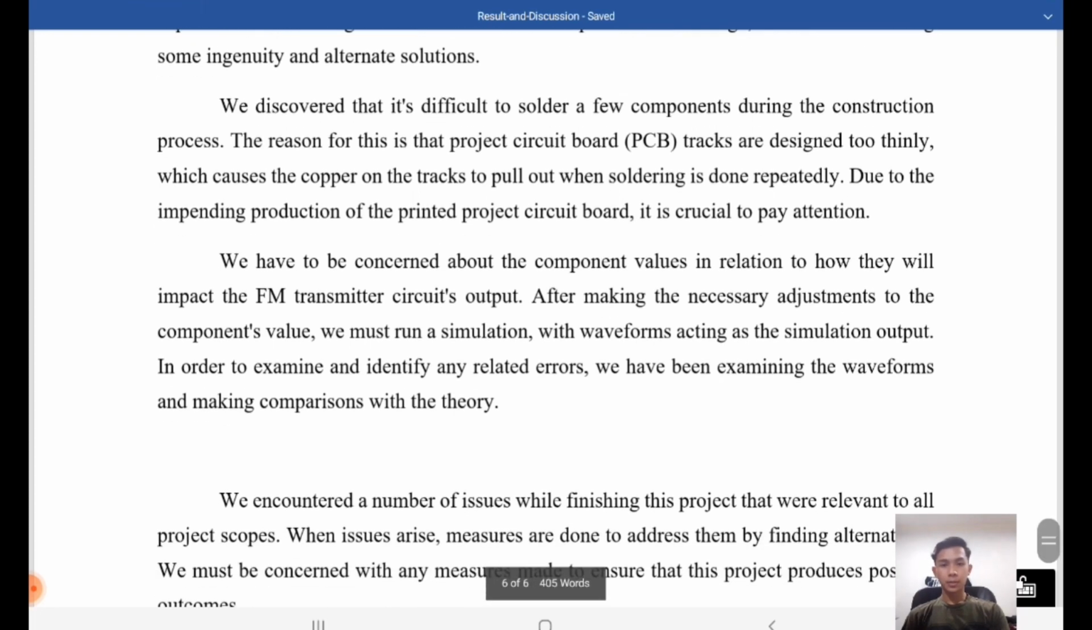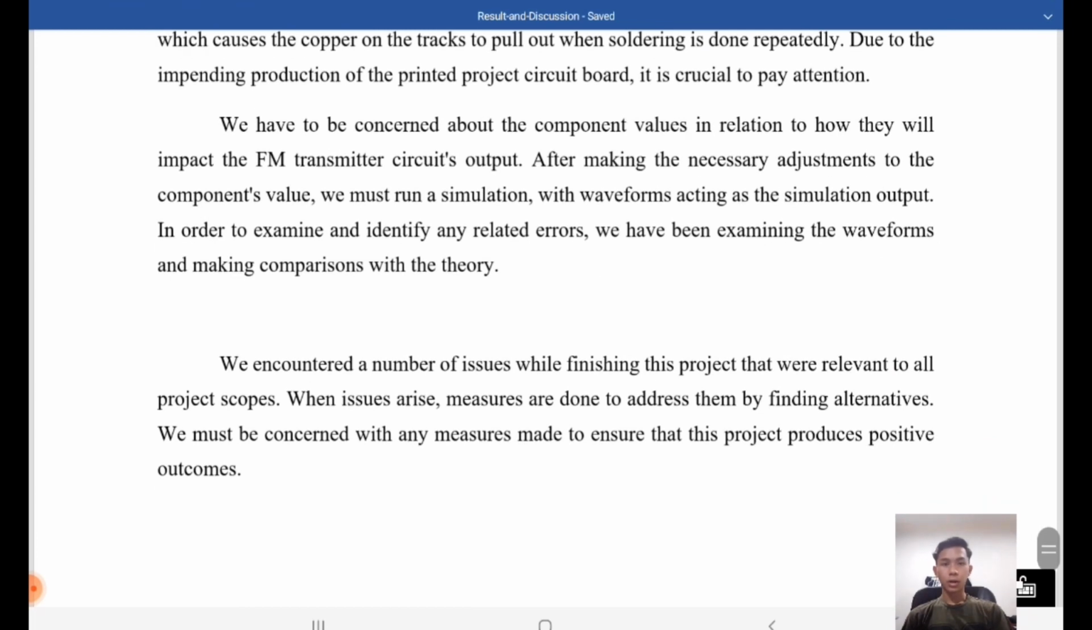So we have to be concerned about the component values in relation to how they will impact the FM transmitter circuit's output. After making the necessary adjustments to the component values, we must run a simulation with waveforms as the simulation output. In order to examine and identify any related errors, we have been examining the waveforms and comparing them with the theory. We encountered a number of issues while finishing this project that were relevant to all project scopes. When issues arise, measures are taken to address them by finding alternatives. We must be concerned with any measures made to ensure that this project produces positive outcomes. Thank you.